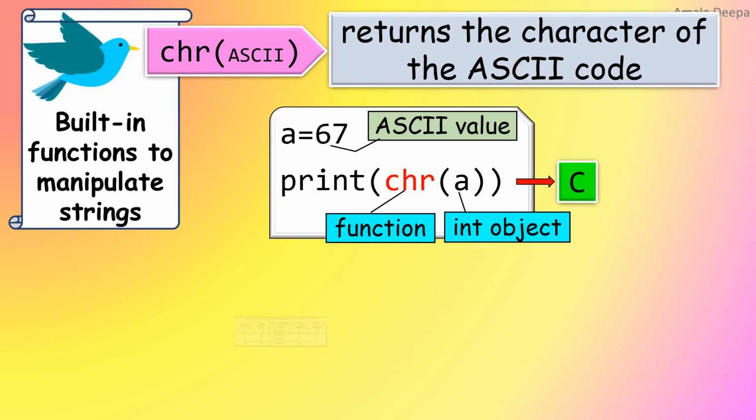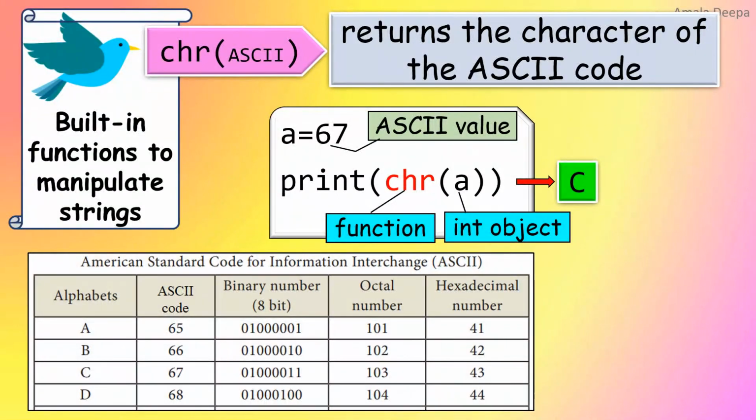Once again, you can look it up in the ASCII table. For the ASCII value 67, the corresponding character is uppercase C. So you can use the chr function to get the character for a given ASCII value.